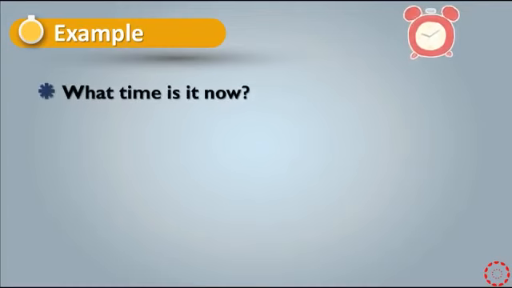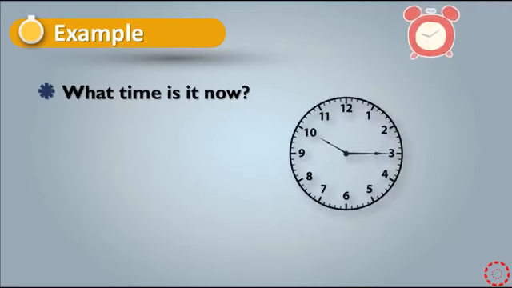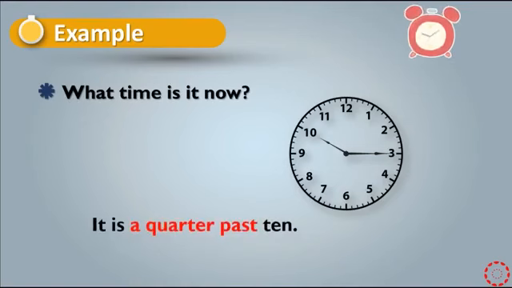We have another example. Again, somebody just asks, what time is it now? When we look at the clock, we have to know that the long one, the minute hand, is on the number 6. So it's on the right side, and the short one is on the number 10. So the answer is, it's half past 10.